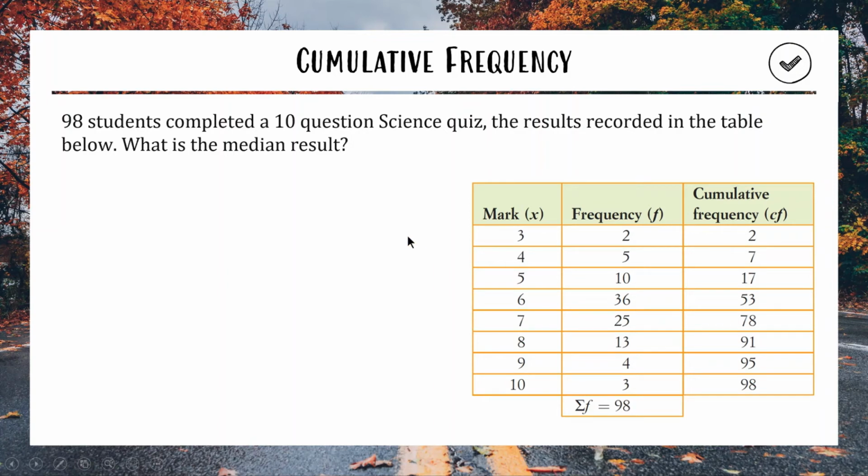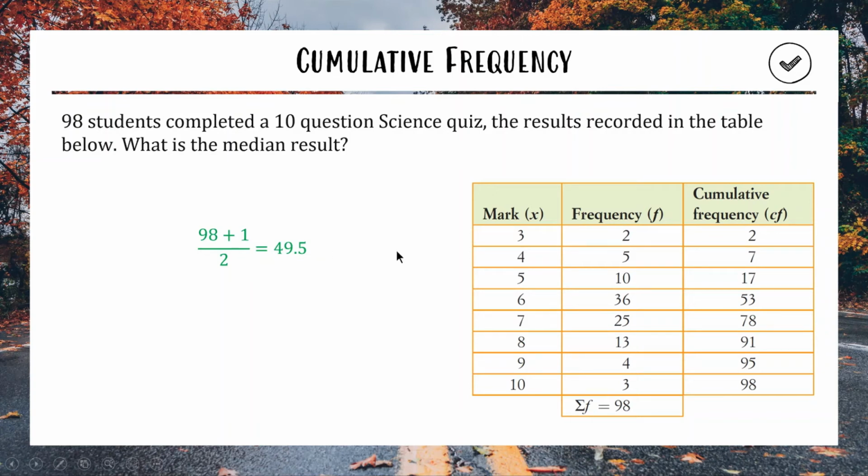Okay, now we have 98 scores. So where is the median going to be? Well, let's use our trick that we looked at before. We're going to do 98 plus 1, and then we're going to divide that by 2. So half of 99 is 49.5. This tells me that our median is going to be between the 49th and the 50th score. Okay, because we have an even number, it's going to be between the two middle scores, which are 49 and 50.